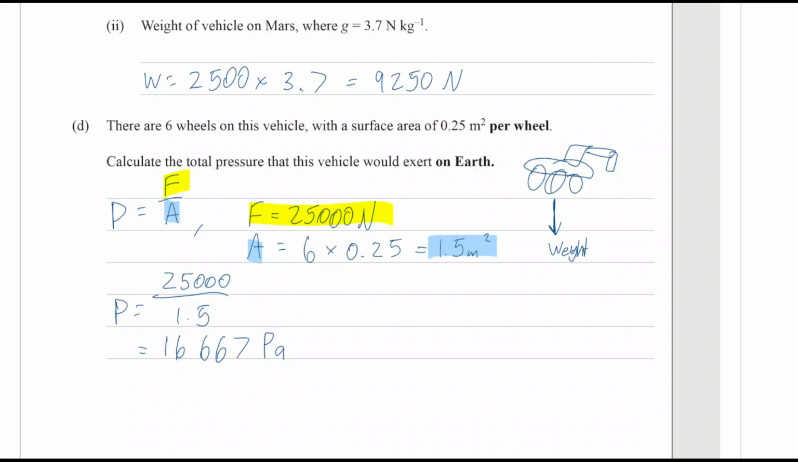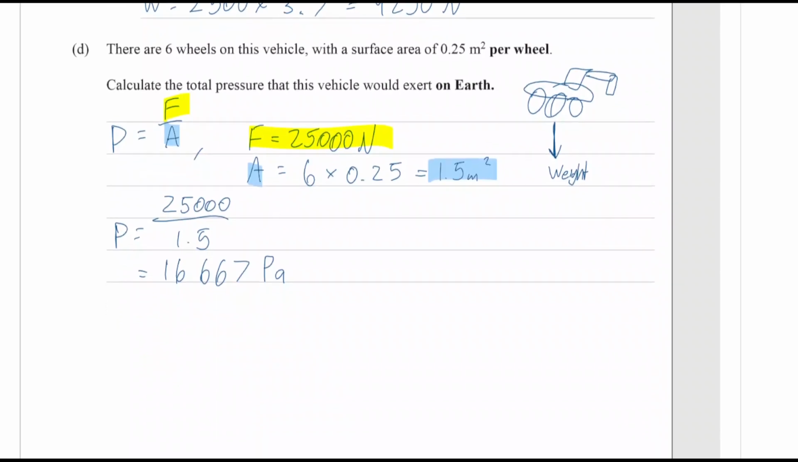And so the rover exerts 16,667 pascals of pressure on Earth, right? Assuming it's just on the ground, laying flat.